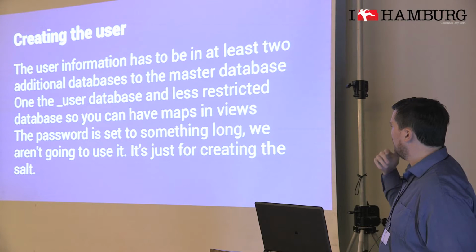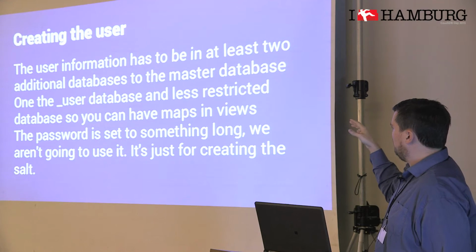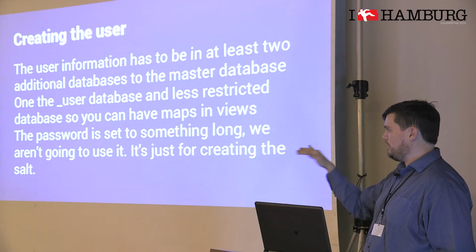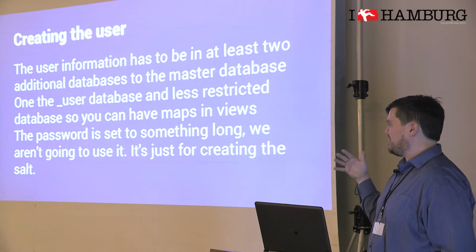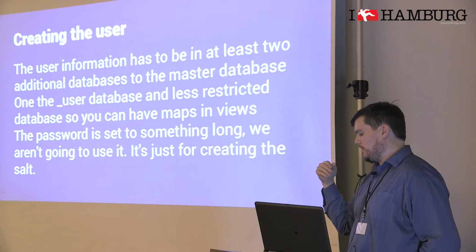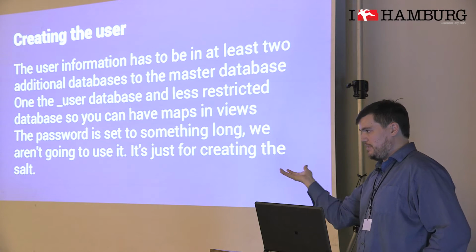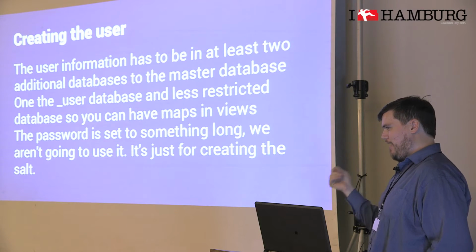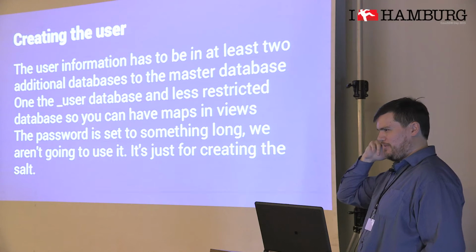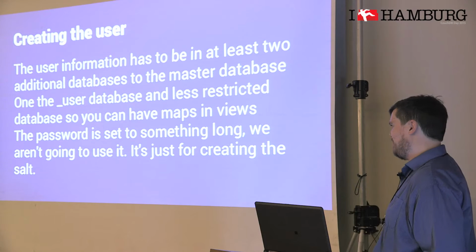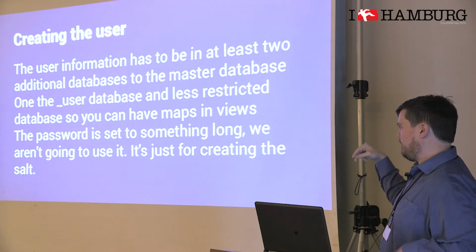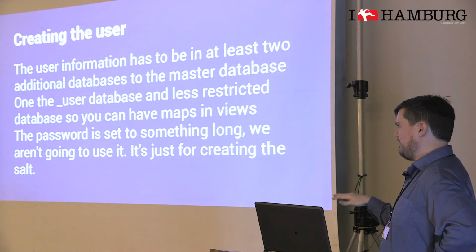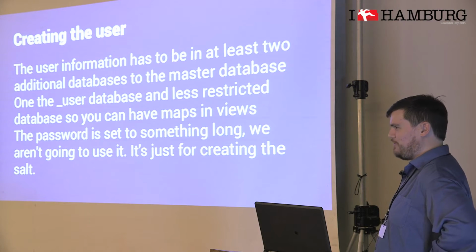So the user information is in two different databases. One is the underscore user database, and then another, which is, for example, just given to everybody that's logged in, because you can't run MapReduce functions on the user database unless you're, I think, admin. Anyway, we have to have a separate database that just has that. It might be something I missed, but yeah, I would love to be proven wrong.